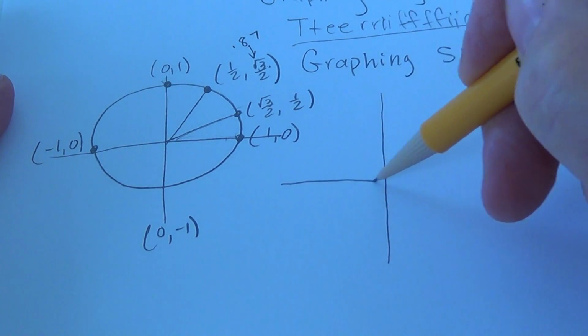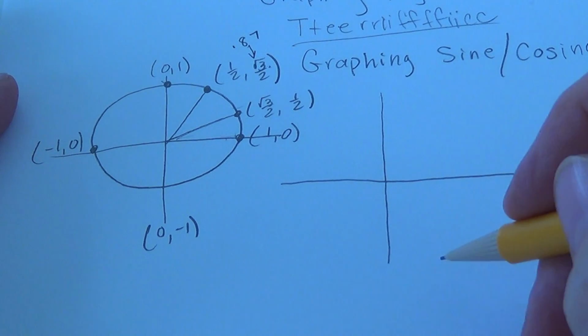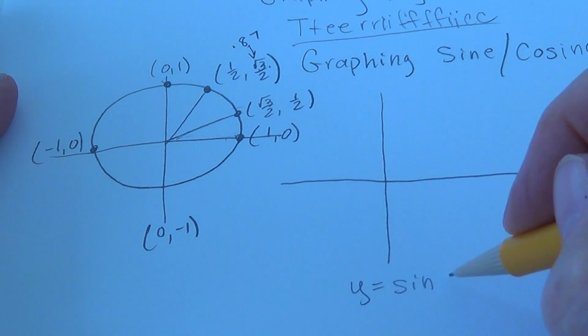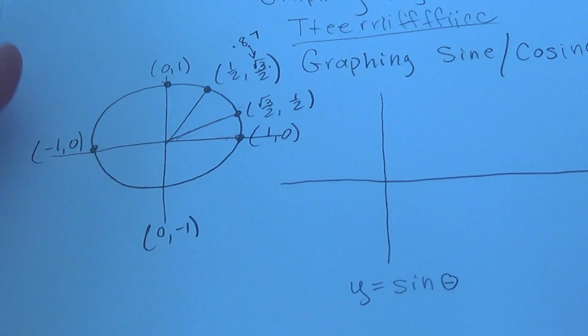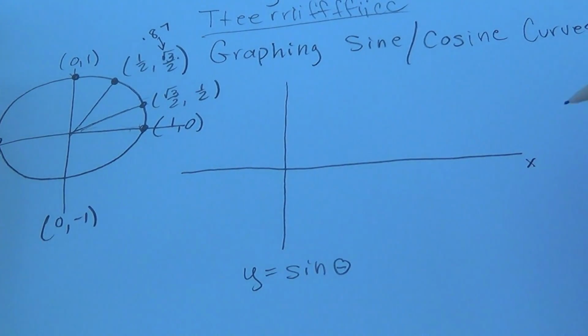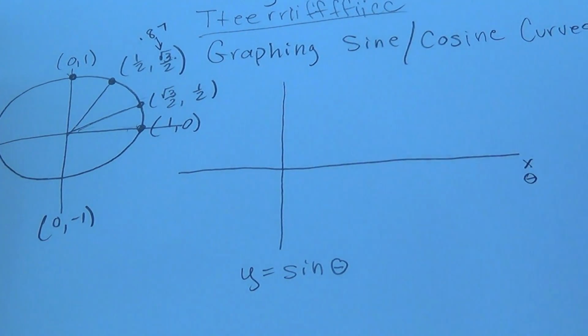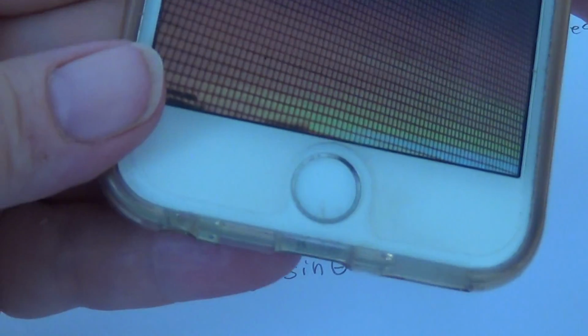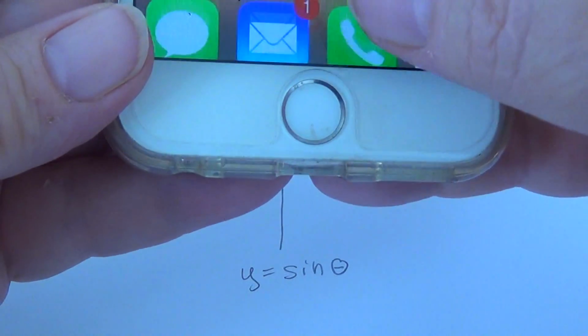All right, so let's say I'm looking at the sine curve. So I'm going to title this graph y equals sine of theta. And I'm going to put theta on the x-axis. So theta will be on the x-axis, and this will be y. And I need to find my timer again, just a second. Okay.